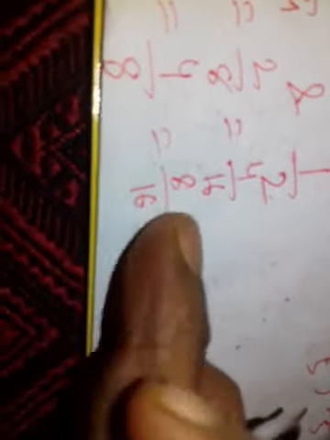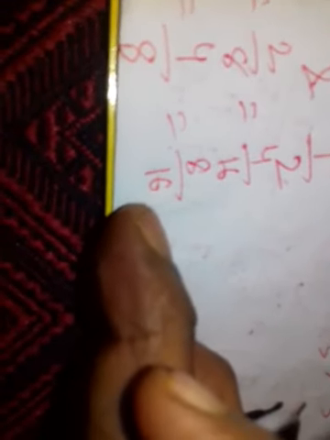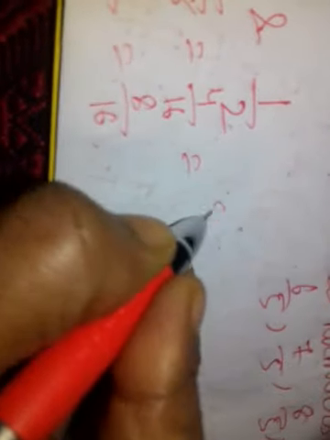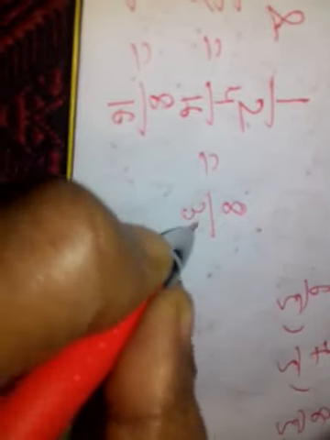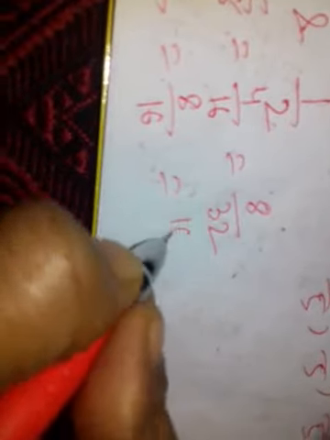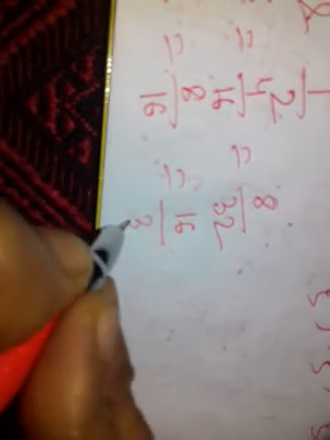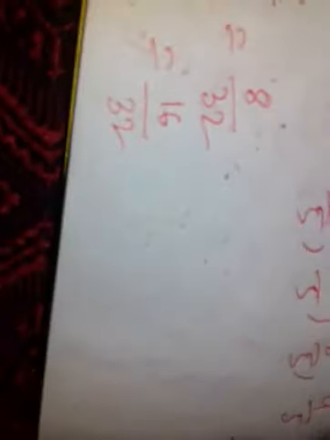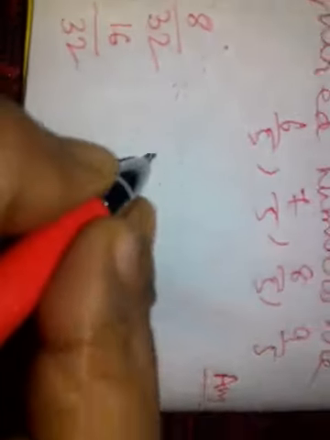In between these two numbers, 5 numbers we can't get. So again make it double. 4 twos are 8, 16 twos are 32. 8 twos are 16, 16 twos are 32. So 8 by 32 and 16 by 32. In between these two numbers, we can get the required 5 rational numbers.